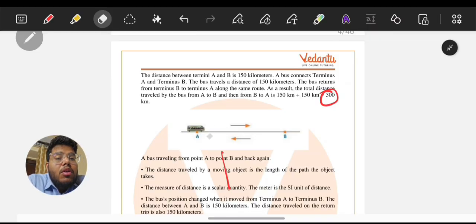But if we go for the distance, which is the actual length of the path which we travel, right? That is 150 plus 150, that is 300 kilometer. 300 kilometer is the distance. So the displacement is 0 because the initial and final position points are the same, that is A, right?